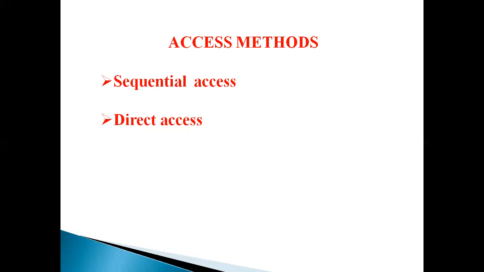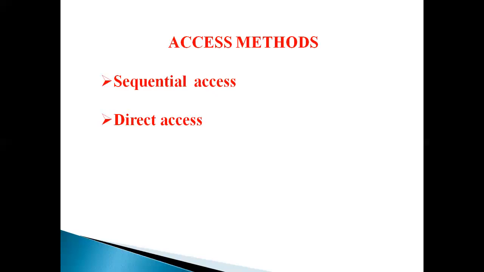In sequential access, we go sequentially. For example, my file consists of 10 blocks and I want to access block number 5. I go sequentially: first block number 1, 2, 3, 4, and last block number 5. It's like the tape model of a file system. We cannot access directly in sequential access.